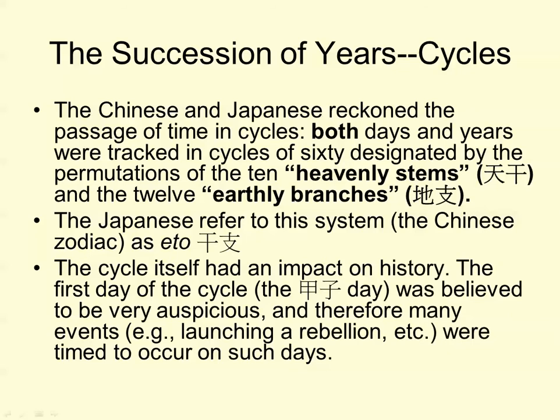And the cycle itself had a real impact on history. The first day of the cycle, or the first year of a cycle, the Kinoe day, was believed to be very auspicious, and therefore many events like launching a rebellion, making some big important political move, were timed to occur on such days. So what are these cycles? How do they come together? The heavenly stems, earthly branches, how does that come together to 60? Let me try and spell it all out for you.